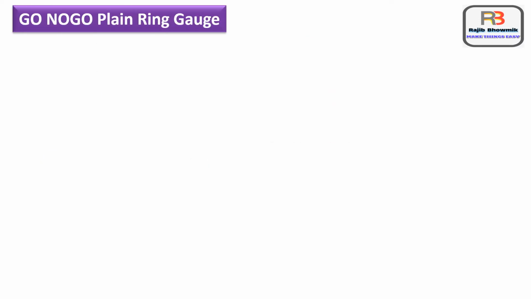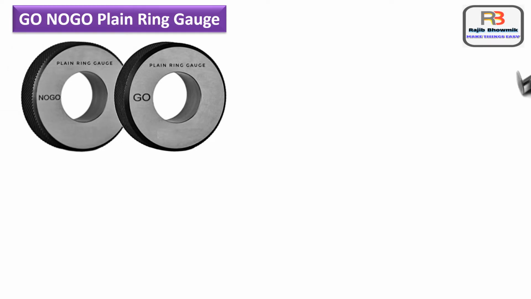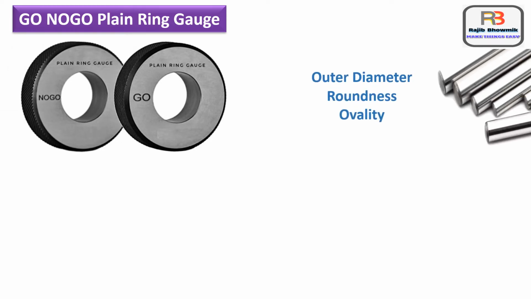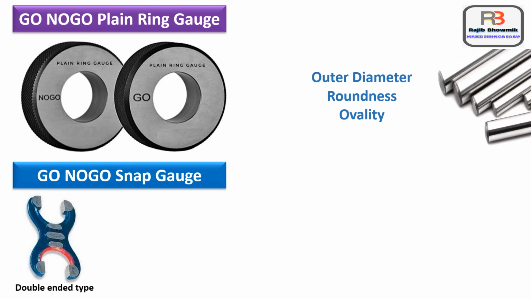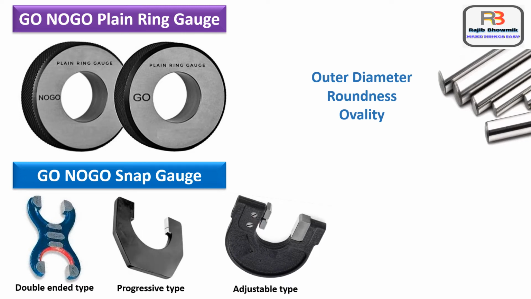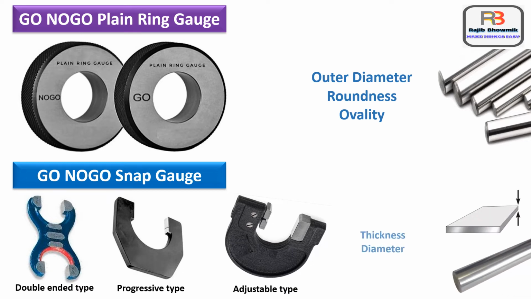Go no-go plain ring gauges. These ring gauges are used for outer diameter checking, roundness checking, and ovality checking. Go no-go snap gauges. There are three types of snap gauges: double-ended type, progressive type, and adjustable type. These snap gauges are used for thickness checking and diameter checking.